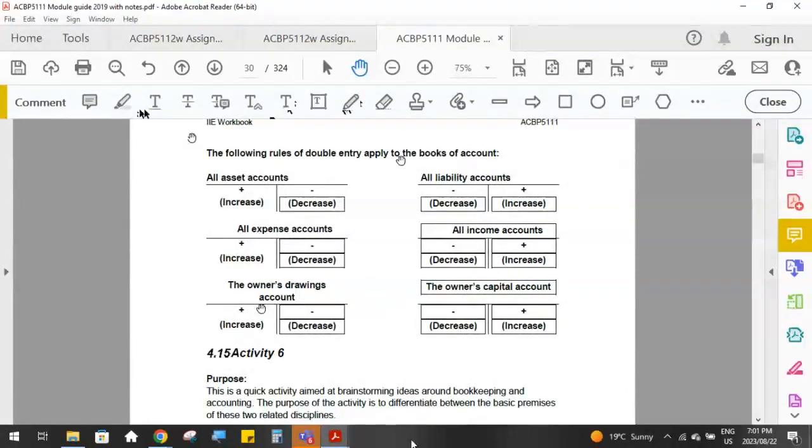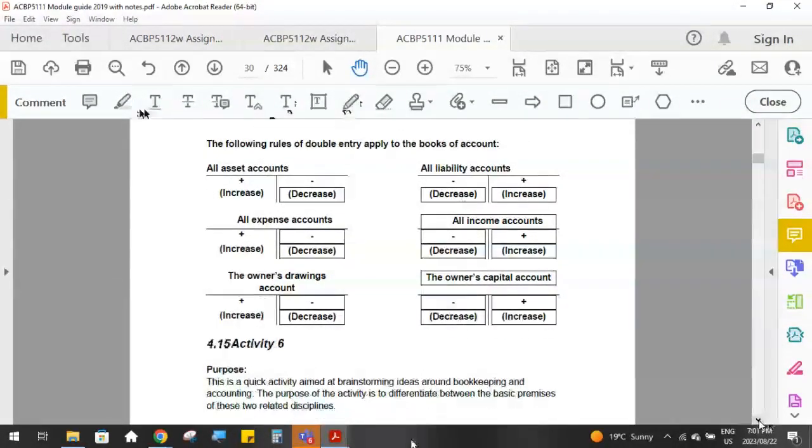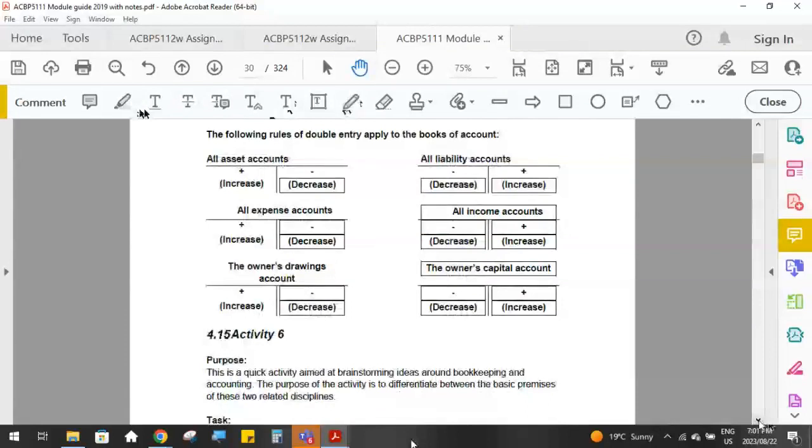Then in your textbook, they've got this whole section about how you are going to memorize the rules of double entry. Which accounts get debits and which accounts get credits? So those diagrams that I've already shown you up at the top should help you a lot if you understand the principle of sources of funds and application of funds.